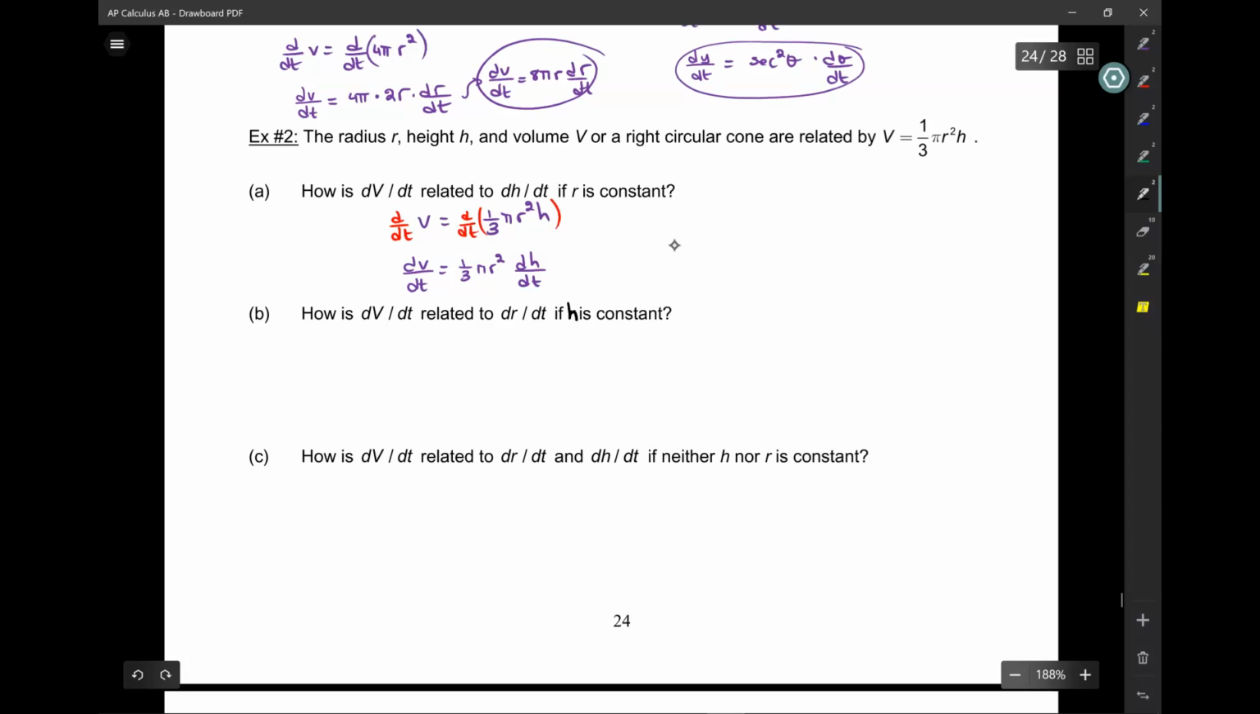Now, how is dV/dt related to dr/dt if h is a constant? Let's change that to h. You never saw the r. It was never an r. Because whatever is a constant, you're going to pull it out. And this is telling you that h is a constant.